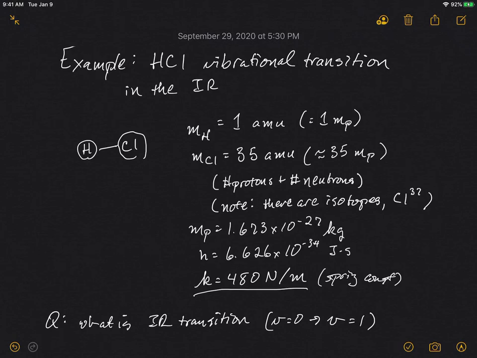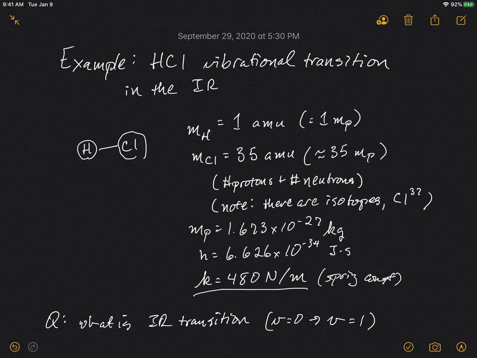Okay, so now let's move on to an example of an application of the harmonic oscillator model to the infrared spectrum of HCl. So the infrared spectrum of HCl in the gas phase is dominated by this vibrational transition that we can describe using the harmonic oscillator or particle on a spring type model.